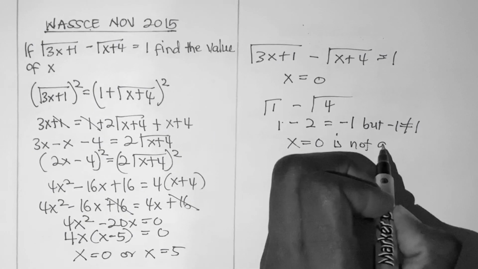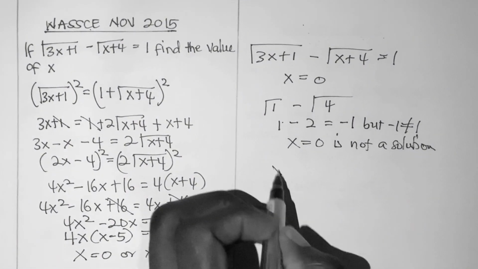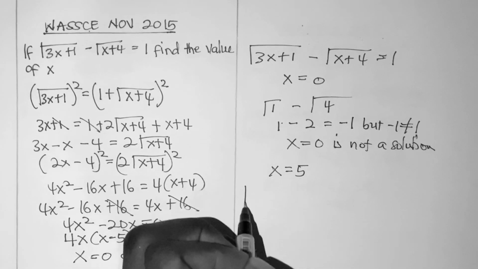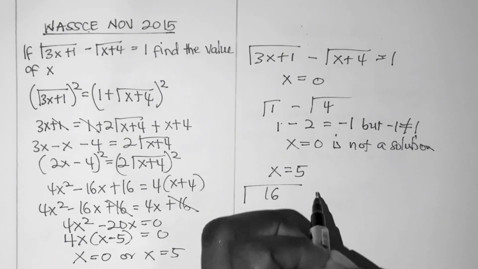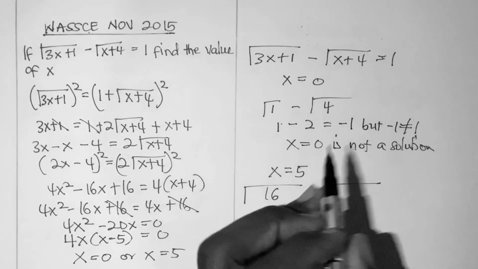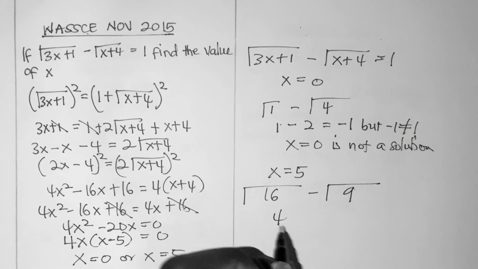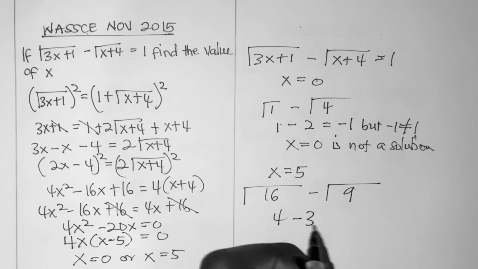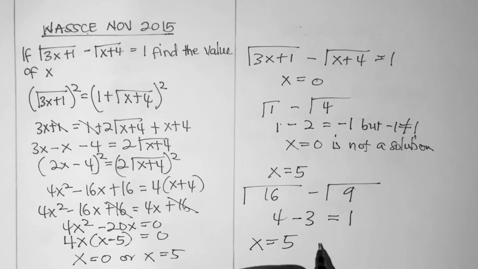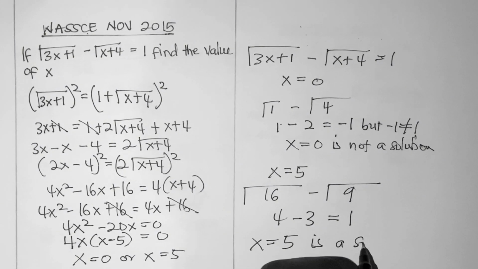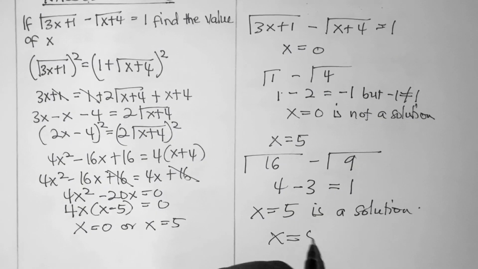So let's find the case where x is equal to 5. So it becomes square root of 3 times 5 is 15, 15 plus 1 is 16, then minus square root of 5 plus 4 is 9. Now root 16 is 4, then root 9 is 3. 4 minus 3 is equal to 1. And therefore x equals 5 is the solution. So the true solution for this equation is x is equal to 5.